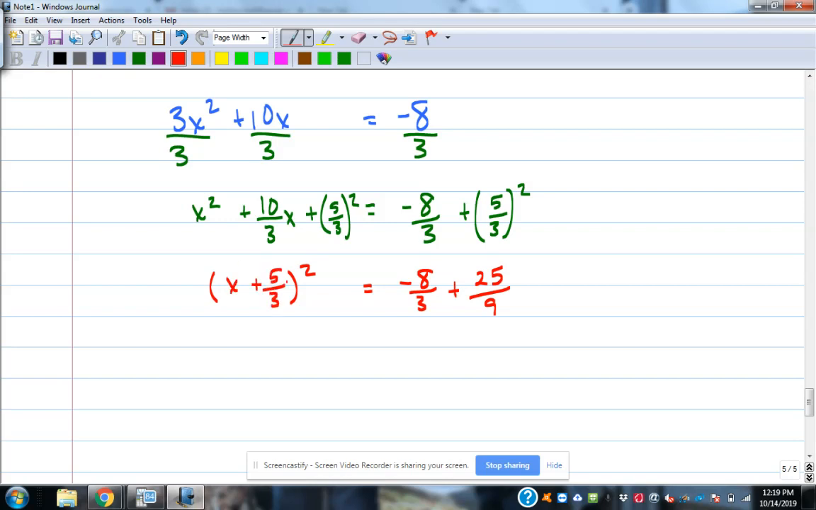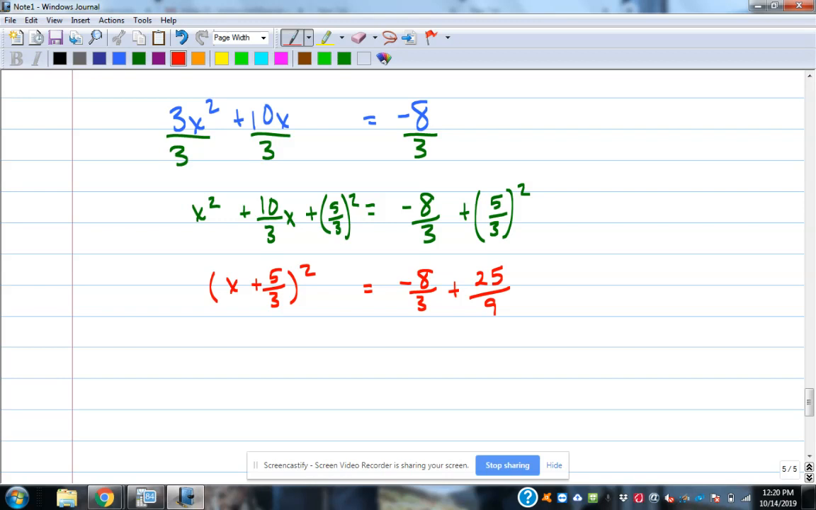Shouldn't be a whole lot of thinking involved in that. It's always going to be x and then whatever half of b was. Since it was a positive 5 over 3, it's a plus 5 over 3. Always going to be that short and that quick. So that's why I call it a quick factor. You shouldn't have to think about it. Okay. Now we need to work out that side.